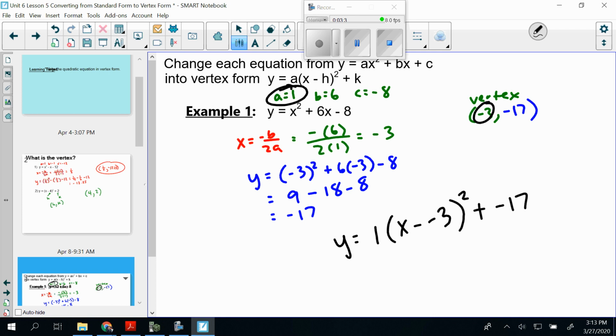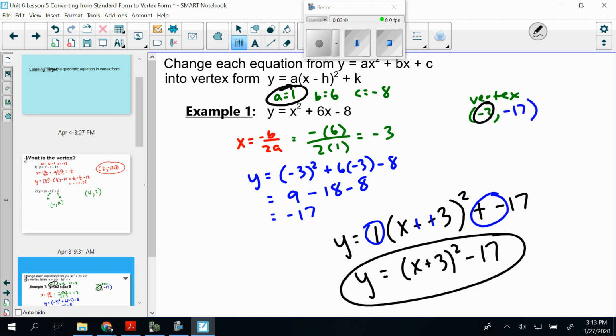So just writing this a little nicer here, we can double slash, make that positive. You don't necessarily have to write that 1, and then we know minus a negative is the same as plus, and so you've got y equals (x plus 3) squared minus 17. And that would be the vertex form then of this equation. All right.